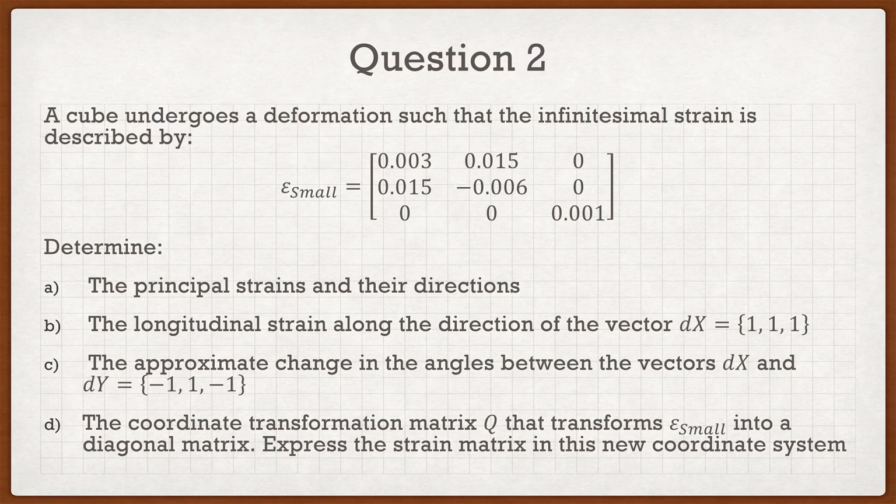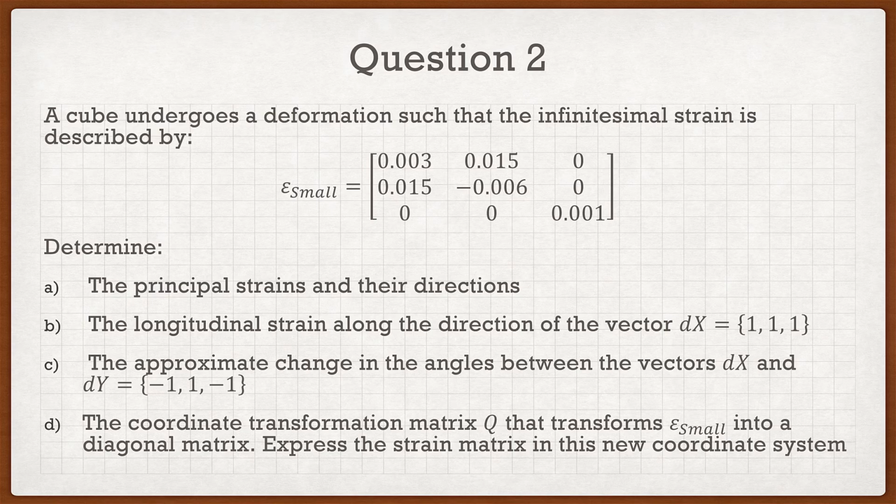So question 2 says a cube undergoes a deformation such that the infinitesimal strain matrix, or the small strain matrix, is described as such. And we have a nice 3x3 matrix, nothing too special. Some notes that we need to talk about the small strain matrix. As we can see, it is symmetric, and that'll help us a lot when dealing with question D.